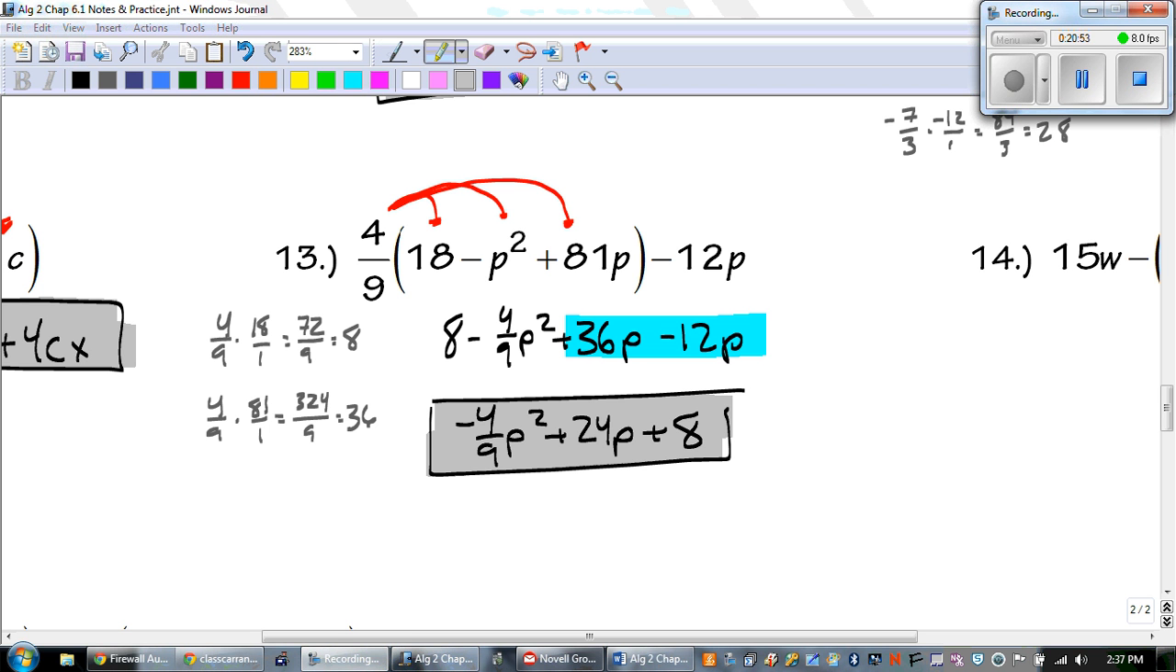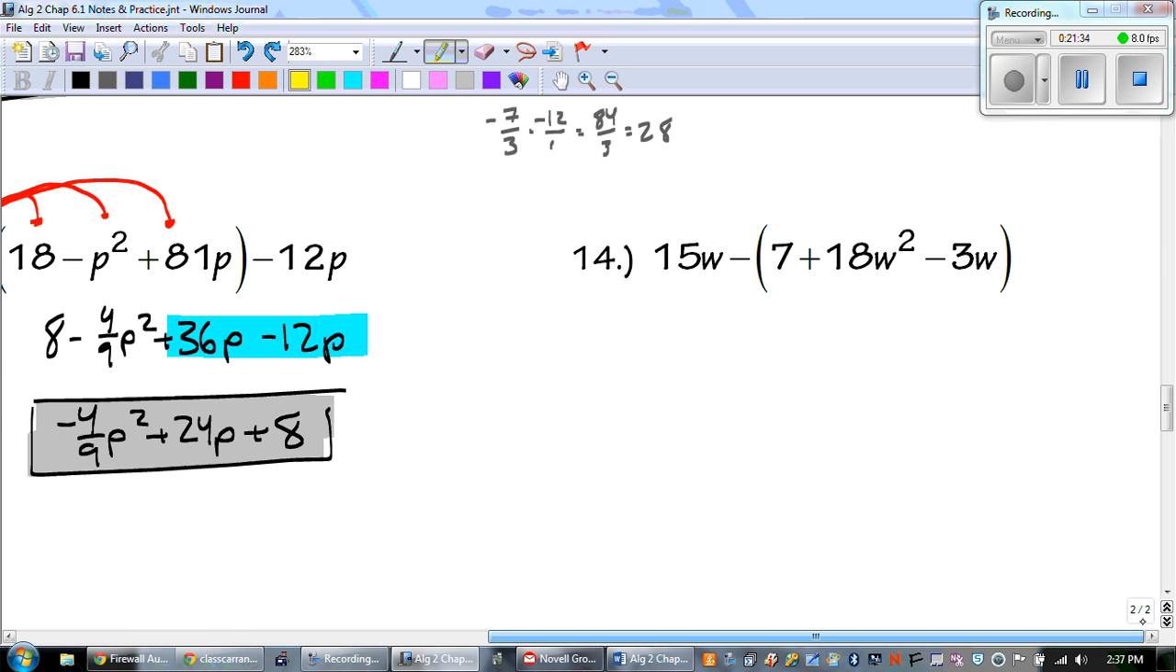Okay, so the first thing that we had to do was to distribute the 4/9, and I did all of that right there. Now I know I distributed 3 times, but I only showed work for 2, and that's because 4/9 times negative p squared is just a negative 4/9 p. Okay? Now, once I distributed everything, I had to combine like terms, so 36p minus 12p is 24p, and then I wrote everything in standard form. So the p squared came first, and then that's a positive 8, so that goes at the end.